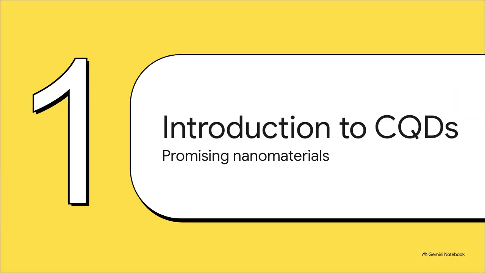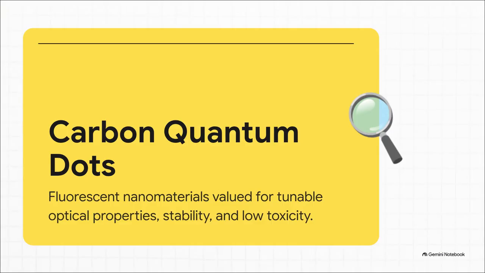Section 1. Introduction to CQDs. Now you might be wondering, what exactly are carbon quantum dots, or CQDs? Well, they are incredibly promising fluorescent nanomaterials. Think of them as tiny, highly stable carbon particles that literally glow. They're super valued for their tunable optical properties, amazing photostability, and low toxicity. But here's the catch. Traditional synthesis heavily relies on hazardous chemicals and complex processing, so there is an urgent, undeniable need for a completely green alternative.